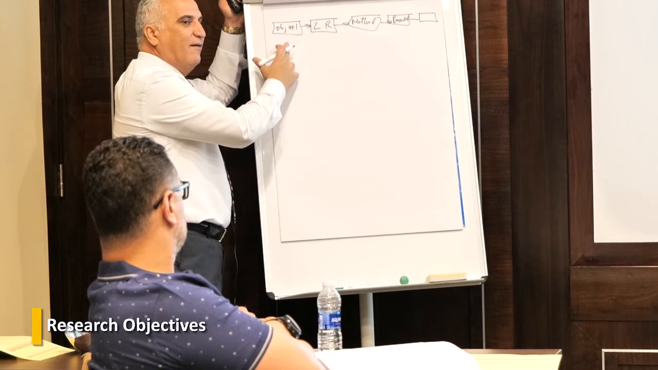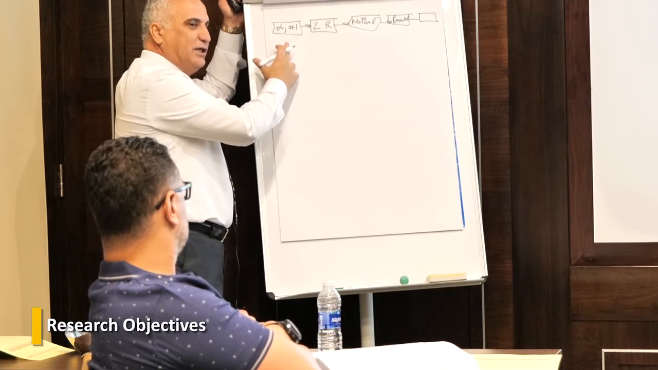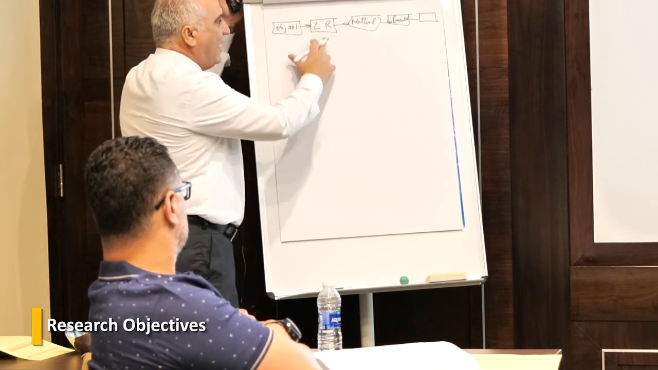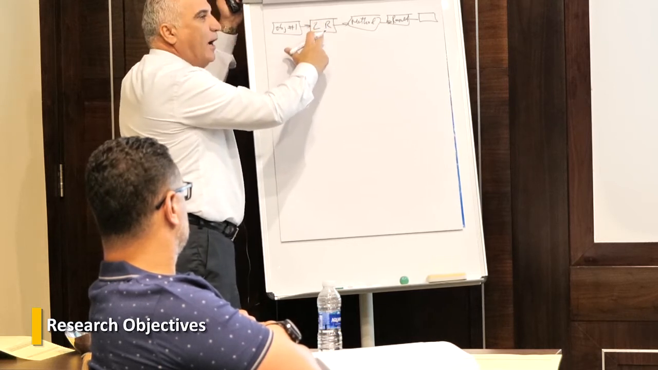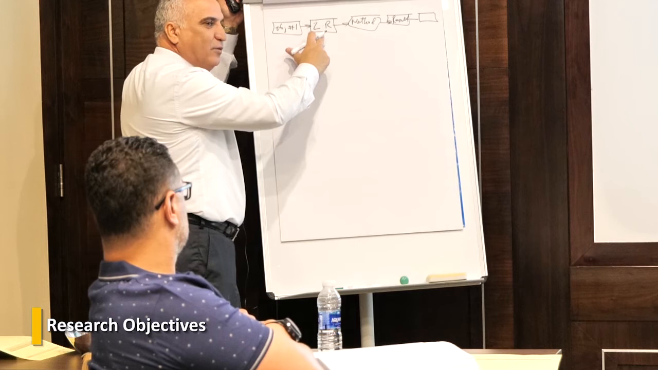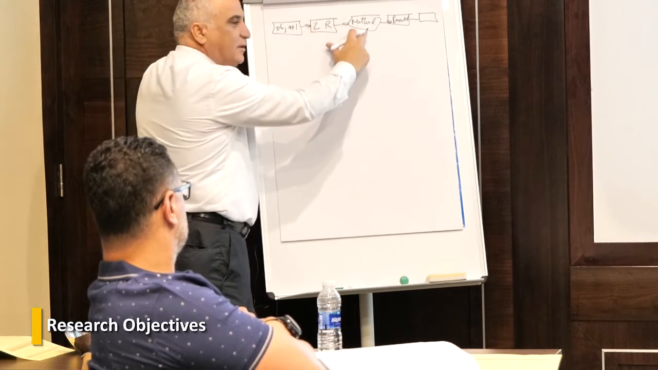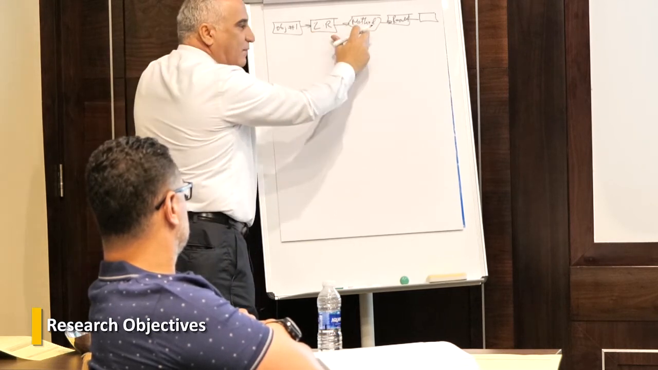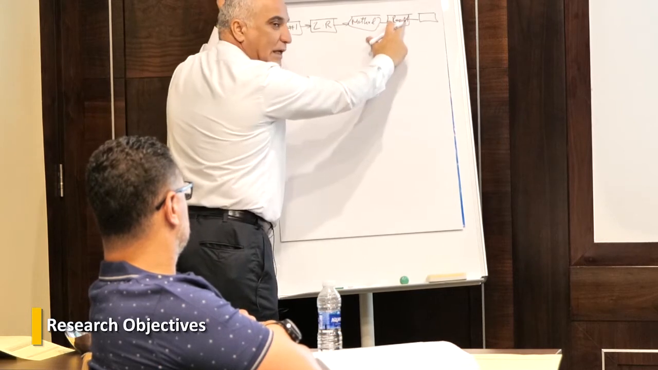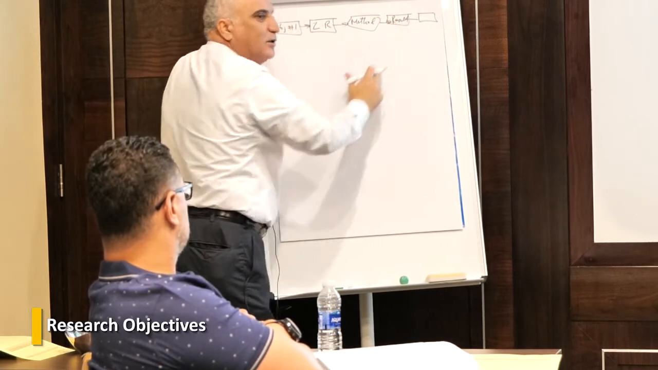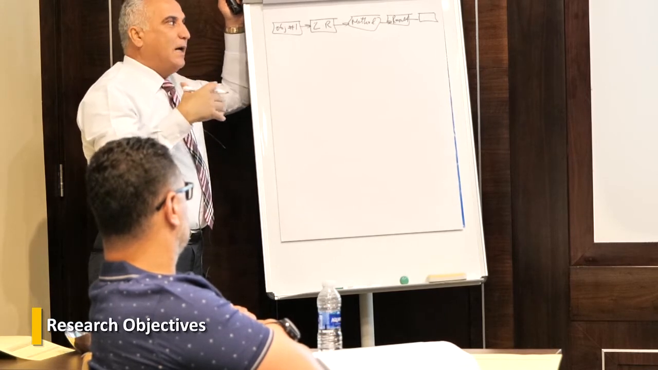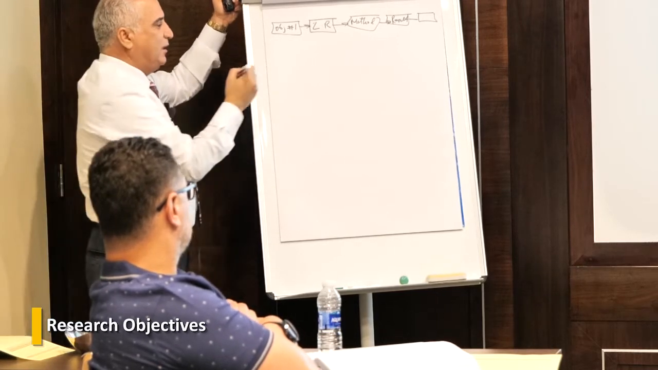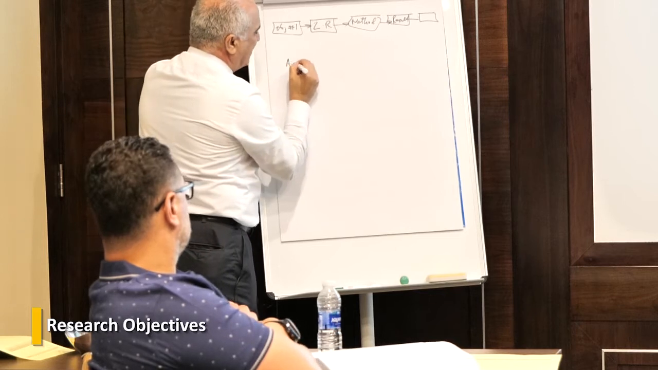Objective number 1, have I done it? How will I achieve it? I have to do what? Literature review. Okay, from the literature review, what will I get? I need to identify the methods. From the methods, I need to collect data, analyze it, and conclude it.